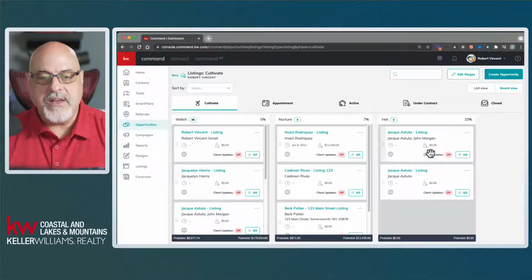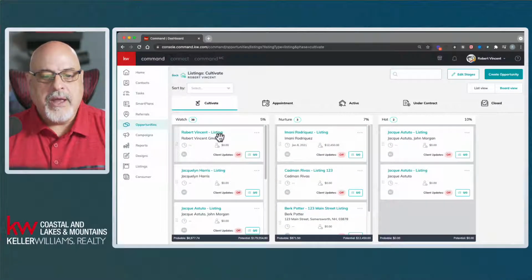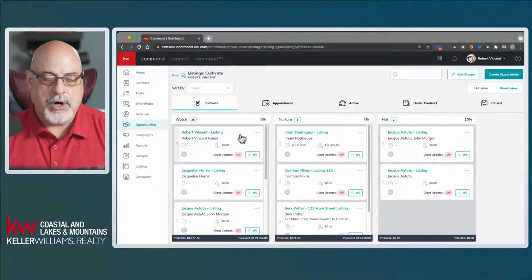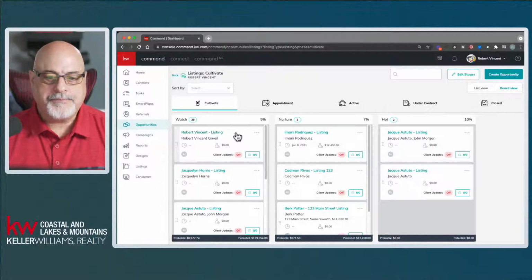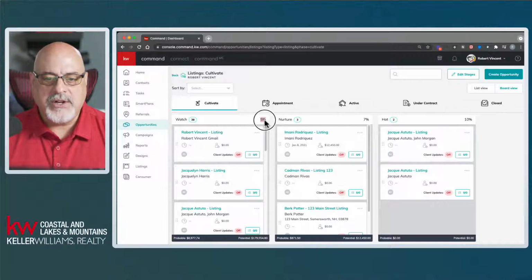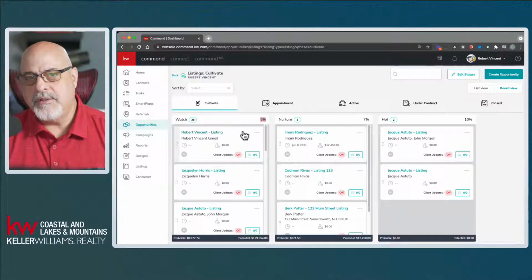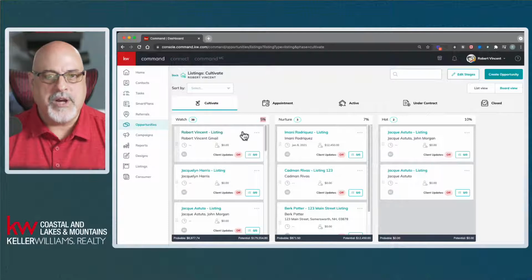So when we're looking at the stages here, and you saw me grabbing these little cards and moving them around, it's a great way to manage where the conversations are in your pipeline, in your big picture. So if I've got a listing here for Robert Vincent and it's under watch and there's no real activity yet and I don't necessarily feel really confident, as a matter of fact, my confidence level is actually listed up here at the top as 5%. I have 5% confidence that this opportunity is going to succeed and become a fully fledged closed opportunity.